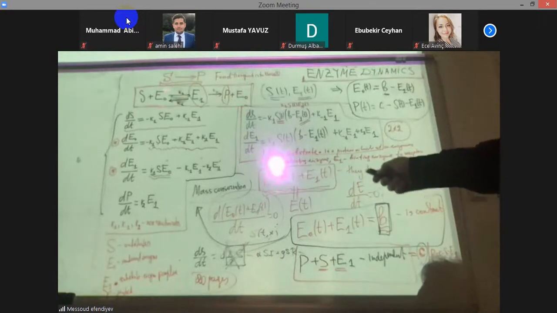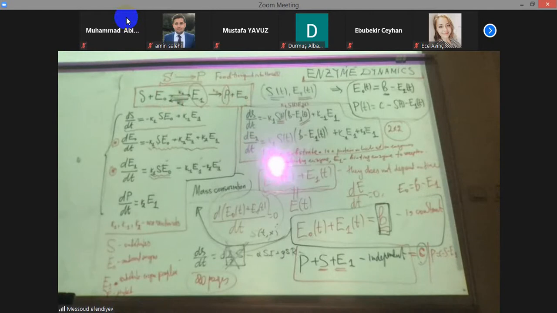Therefore, now I'm giving the definition. The enzyme is a protein, so it is a molecule. When you speak of a protein, this is a molecule. So the enzyme is a molecule which catalyzes the reaction without being used up during the reaction.